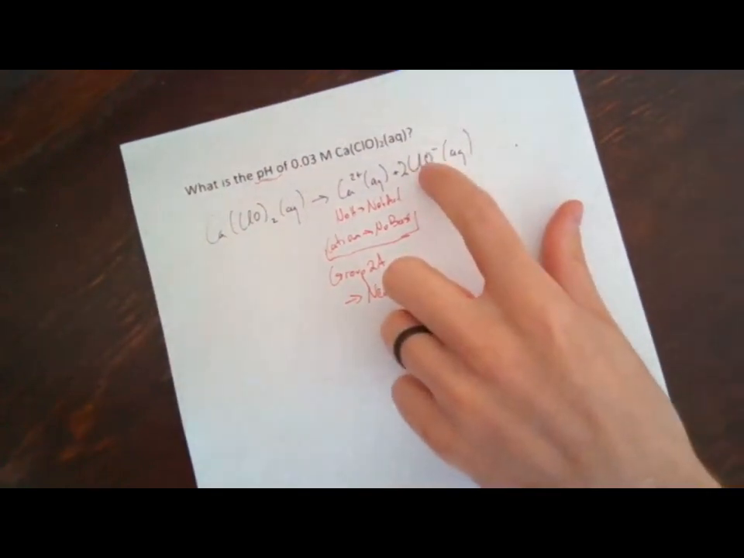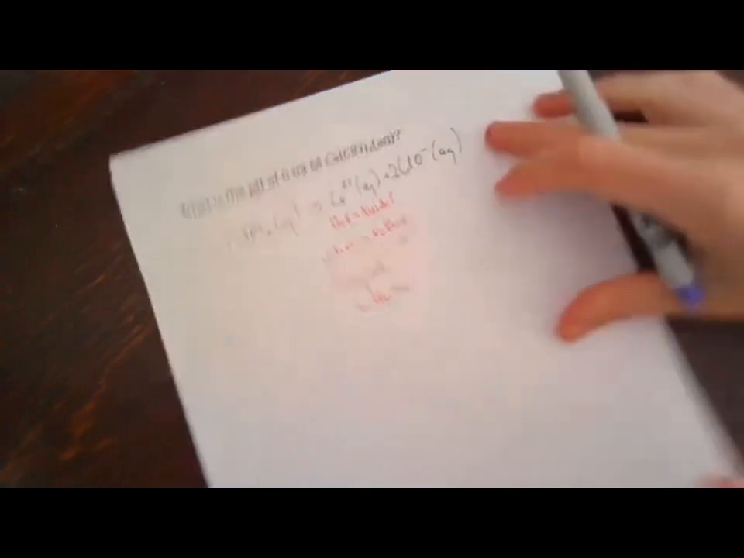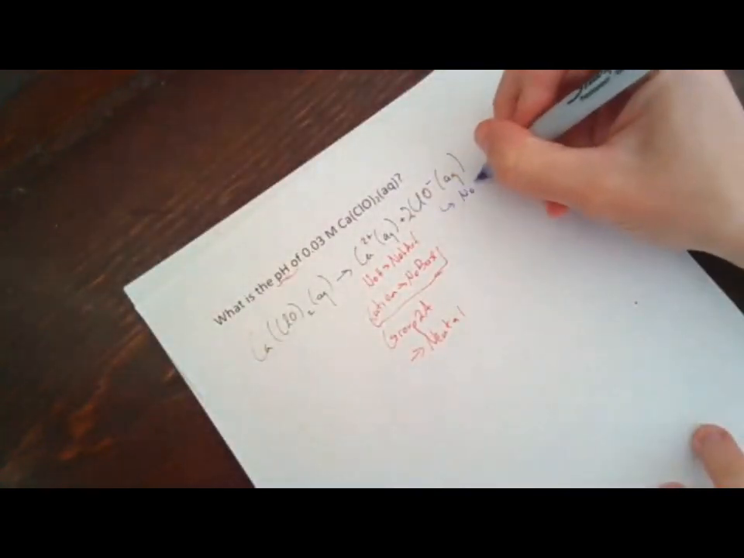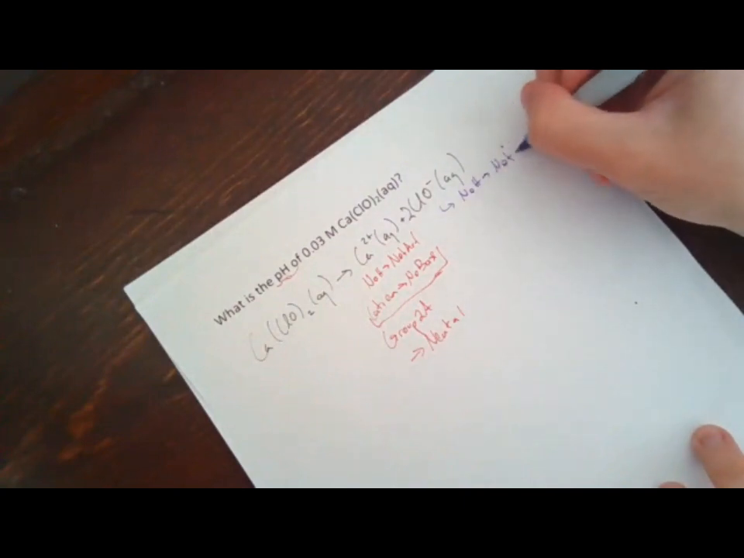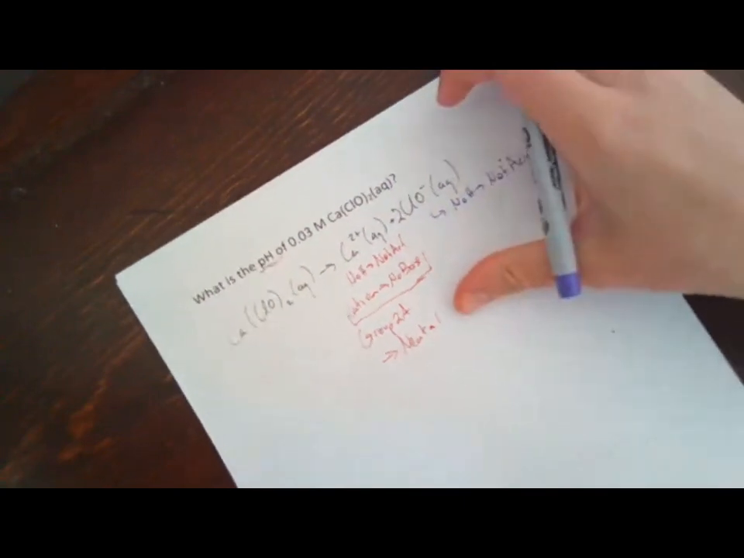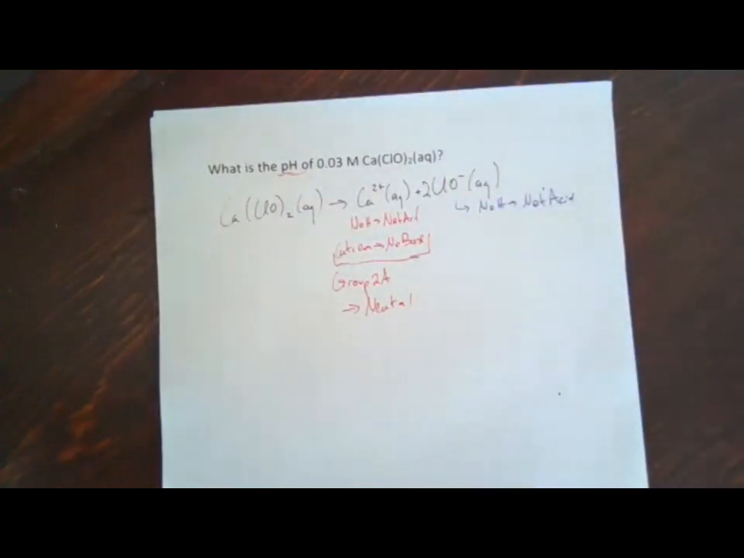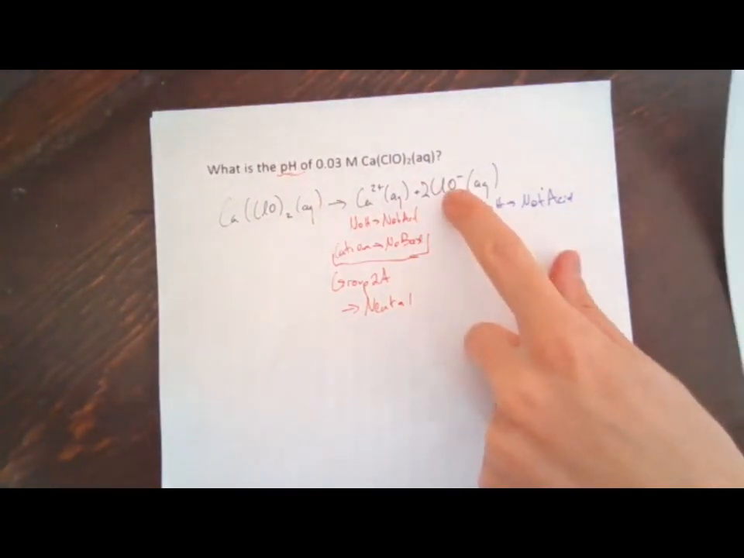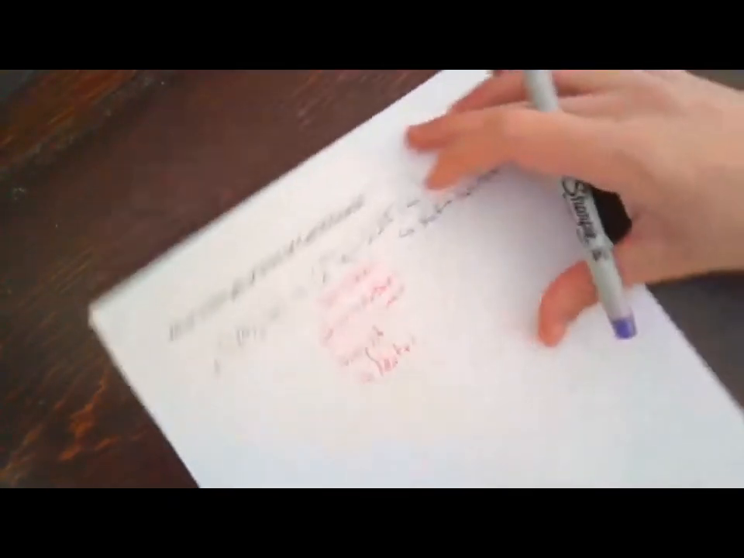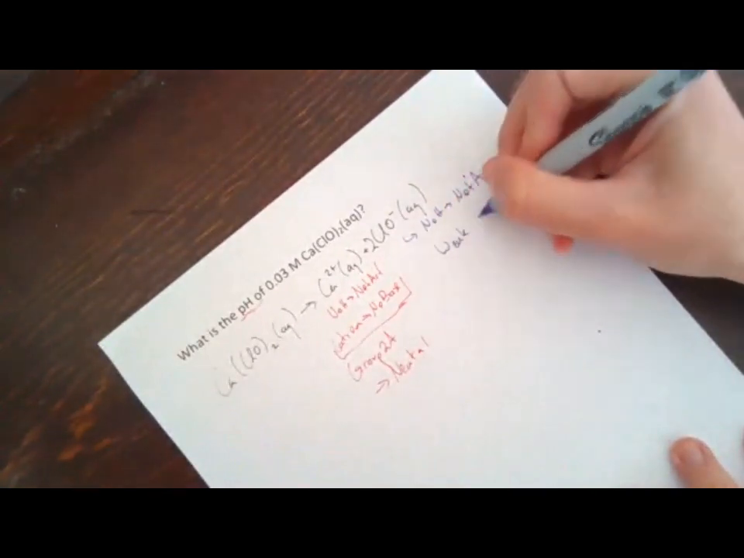Then what about hypochlorite, ClO minus? There's no H again, so it's not an acid. But it is an anion, so it may be a base. To figure out if it's a base, we look to the conjugate. The conjugate for ClO minus is HClO, which is a weak acid. So ClO minus is a weak base.